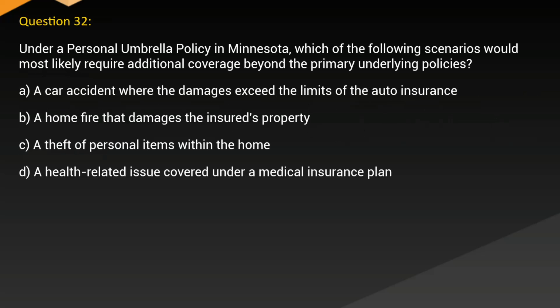Question 32. Under a personal umbrella policy in Minnesota, which of the following scenarios would most likely require additional coverage beyond the primary underlying policies? A. A car accident where the damages exceed the limits of the auto insurance. B. A home fire that damages the insured's property. C. A theft of personal items within the home. D. A health-related issue covered under a medical insurance plan.